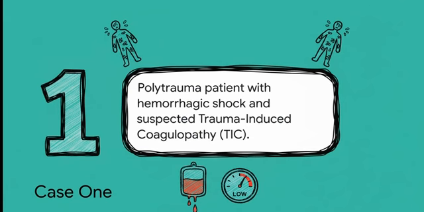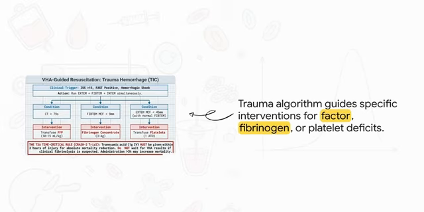Our first case, a polytrauma patient presenting with hemorrhagic shock and a high suspicion of trauma-induced coagulopathy, or TIC. The trauma algorithm provides clear guidance for specific interventions. In this case, the initial ROTEM demonstrates an EXTEM ML greater than 15%, which confirms pathological hyperfibrinolysis. The immediate intervention, therefore, is 1 gram of intravenous tranexamic acid.